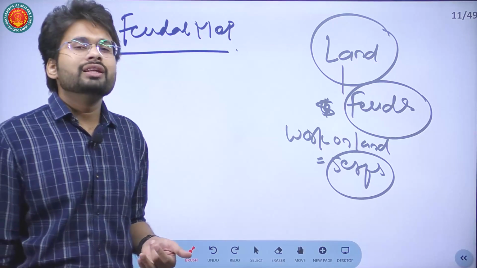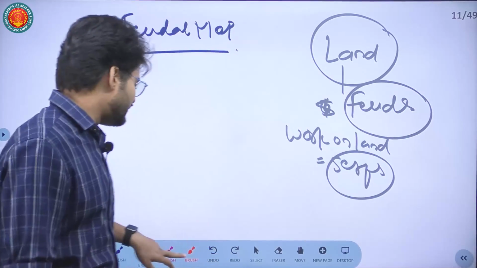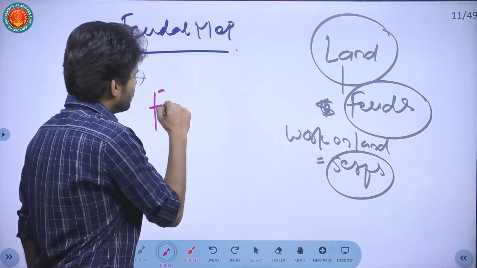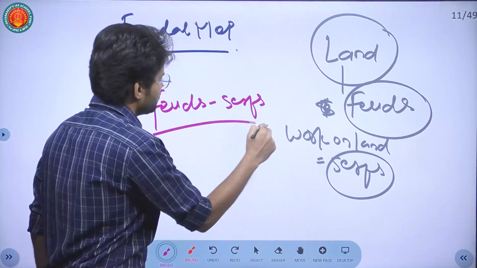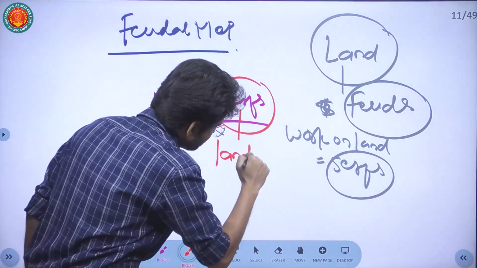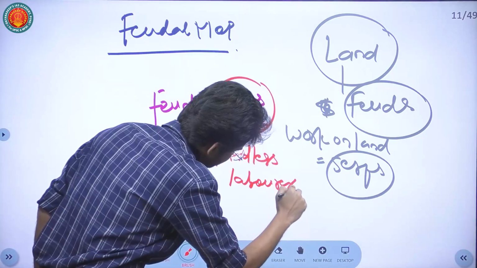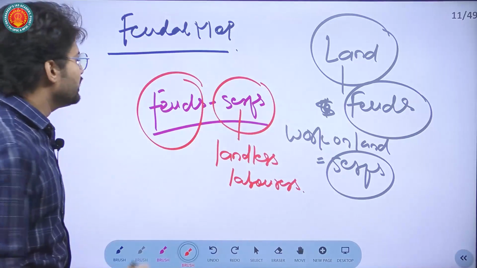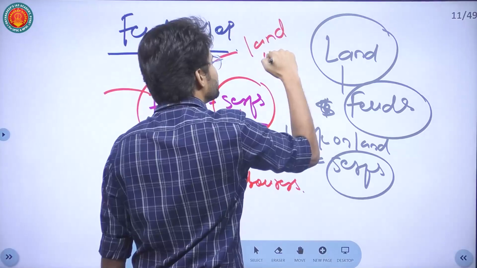At the same time, the relations of production change, and those relations of production are now the relation between the feuds and the serfs, or the feudal lords and the serfs. The serfs were the landless laborers. And the feuds were the land owning community, or the land owners. I will write it here. The land owners.